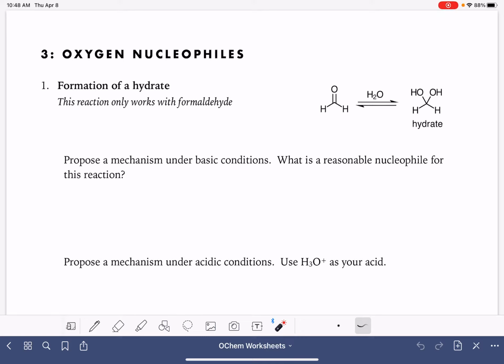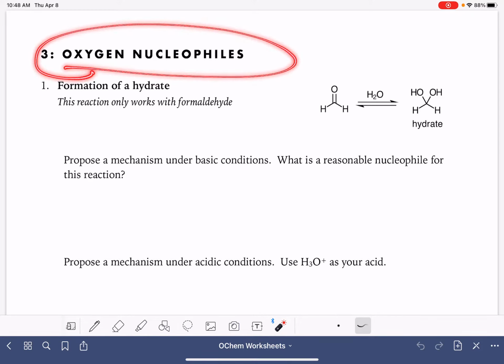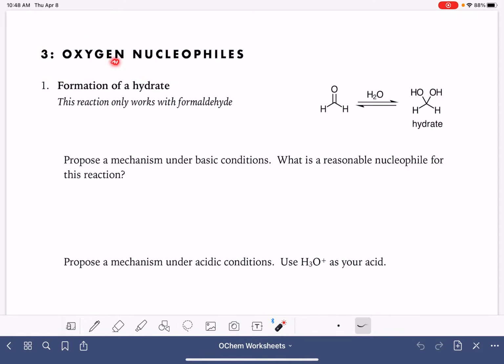On this worksheet, we're going to be looking at nucleophilic addition reactions that involve nucleophiles where the oxygen atom is attacking the carbonyl carbon. The first reaction that we're looking at is called the formation of a hydrate. This reaction only works with formaldehyde. It's a super unfavorable reaction, and formaldehyde is the only molecule that is reactive enough for this reaction to work.